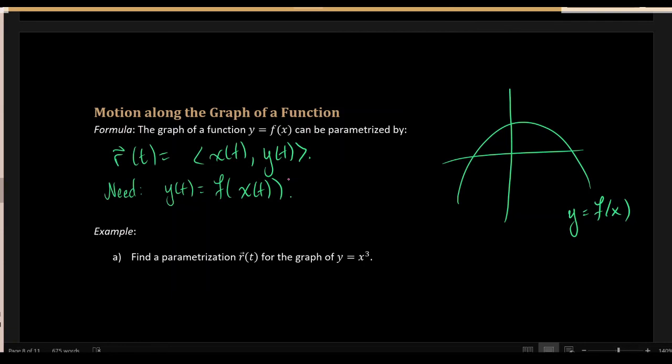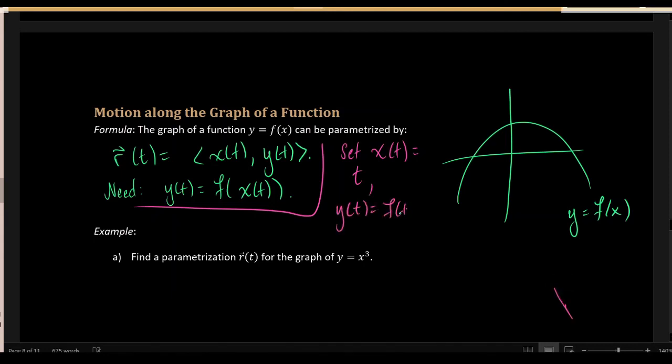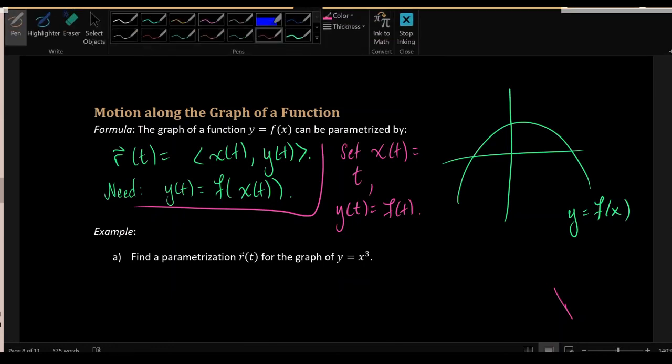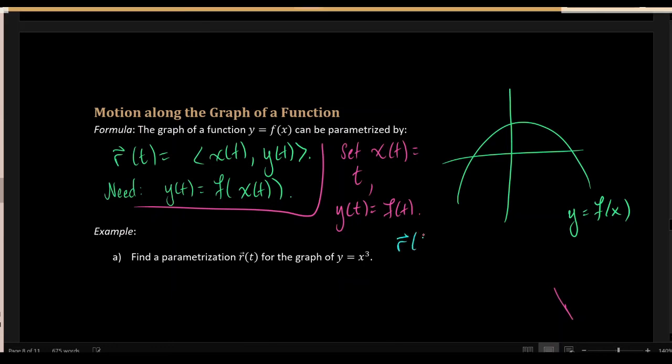And then there's one very simple and trivial way to get this done. Basically just a change of variable. Just replace the x with the parameter t, and then plug the t into the function to get the y. So the graph of a function y equals f of x can be parameterized simply by letting r of t be the vector valued function with t in the x component and the output of the function at t in the y component.